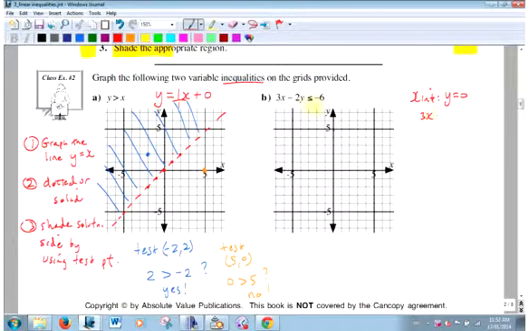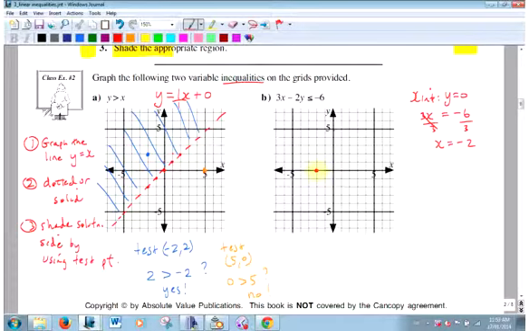3x minus 0 equals negative 6. Okay? Did I emphasize that? I just want to know where the line is. Don't worry about the inequality. Let's just find where the line is. Okay? Solve that thing for my x-intercept, and it looks like my x-intercept is minus 2. That's right there.